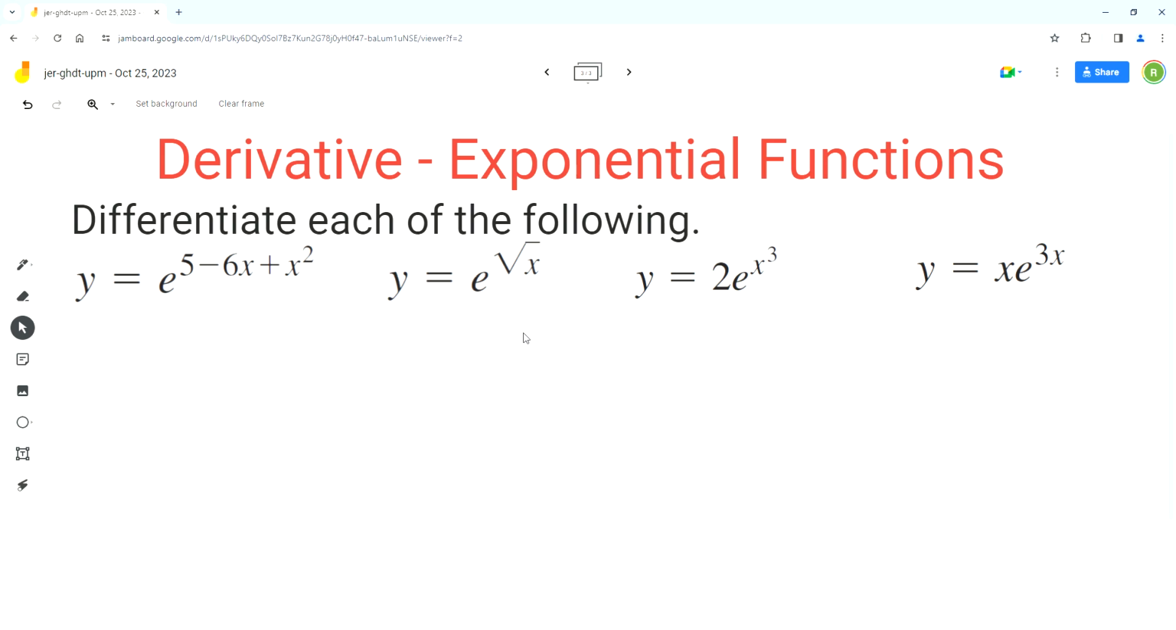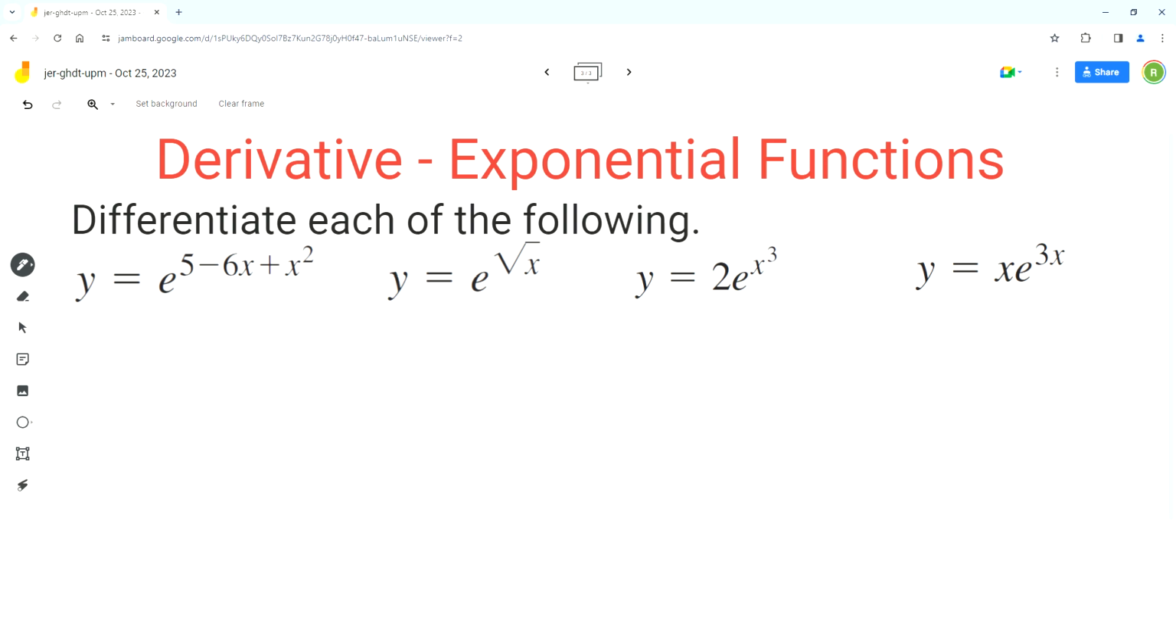So in this video, we'll use the concepts of derivative to find the derivative of these exponential functions. So let's start with the first exponential function. Now this exponential function has the base e and the exponent is 5 minus 6x plus x squared. So the derivative of an exponential function with base e is equal to the e term as it is given times the derivative of the exponent of e. Now e here represents Euler's number, so it's a constant.